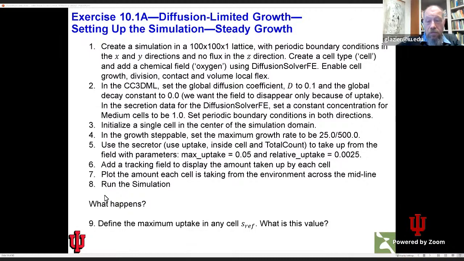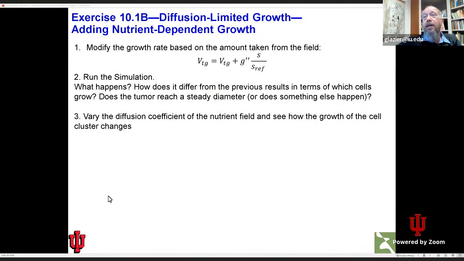So you've done a bunch of... I mean, you've jumped ahead. I mean, you've done quite a bit of this. My next assignment was going to be doing this, which was to change the growth rate as a function of the uptake amount.